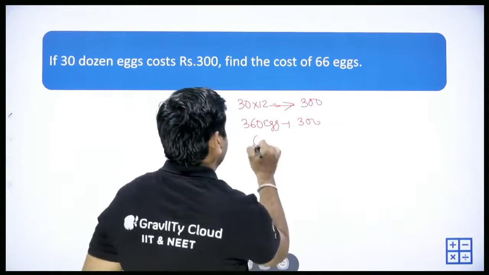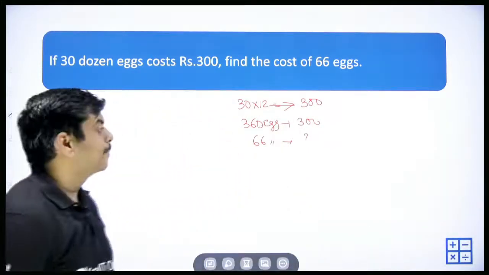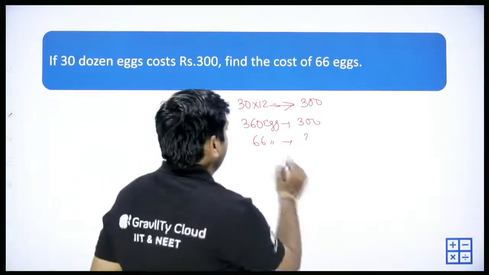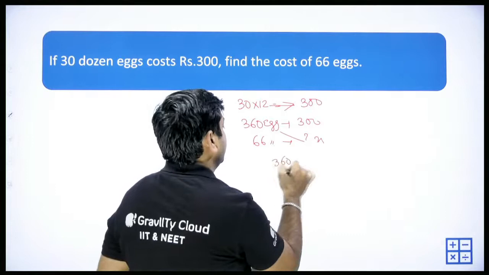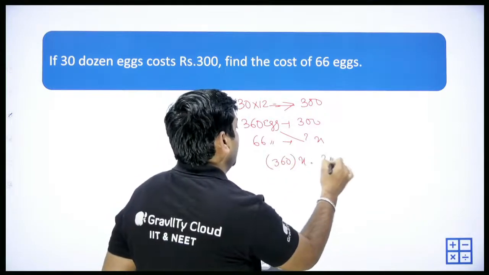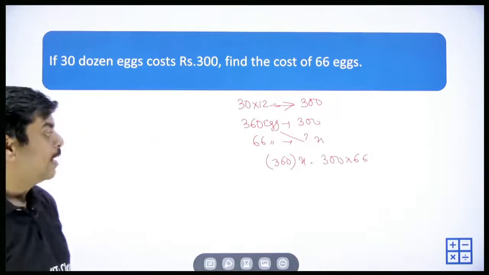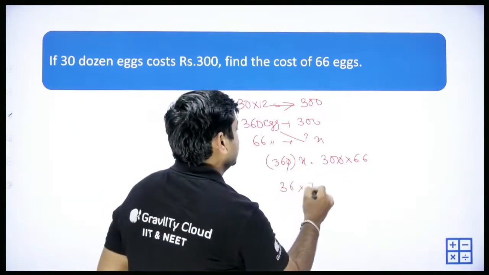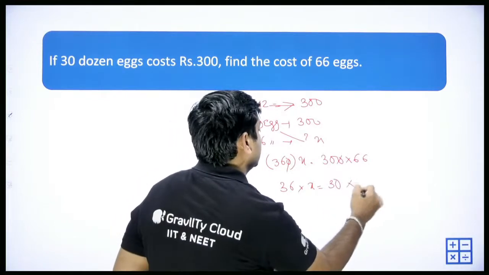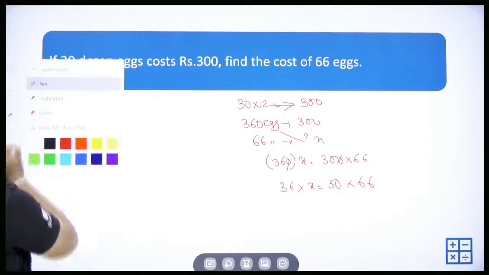So for 66X, how much money do you need to spend? Okay, so let's try to cross multiply. 360 into X is equal to 300 into 66. So 0 and 0 get cancelled. 36 into X is equal to 30 into 66. So can we cancel with 6 somewhere? 36 is actually 6 into 6, correct?